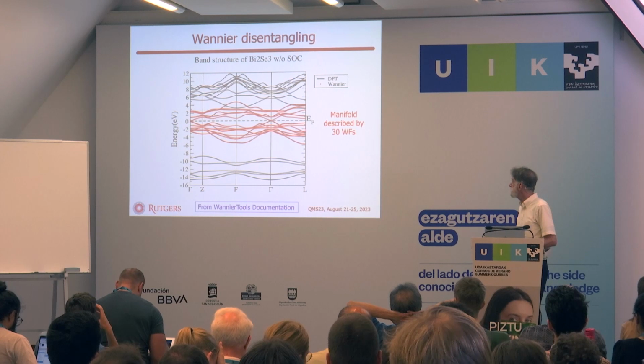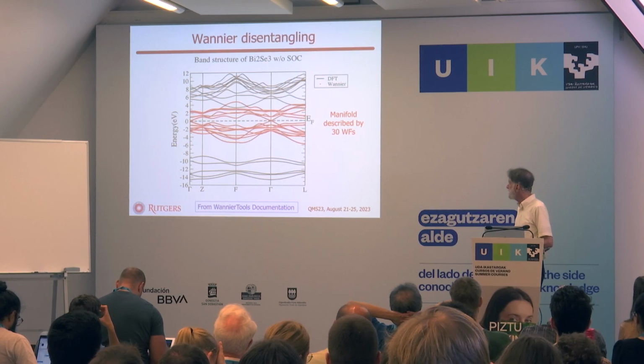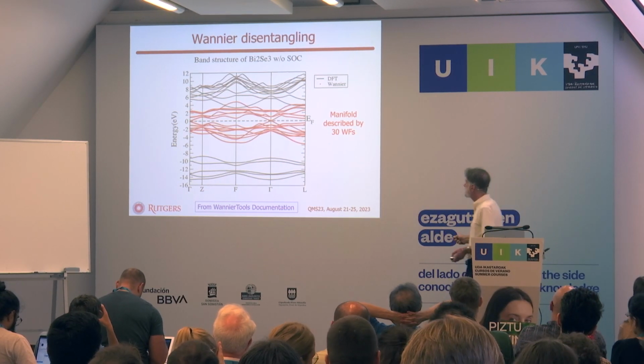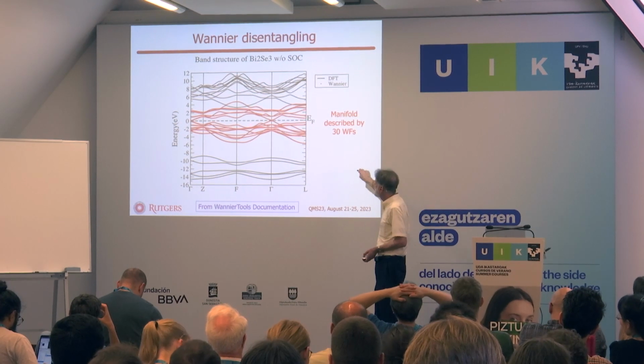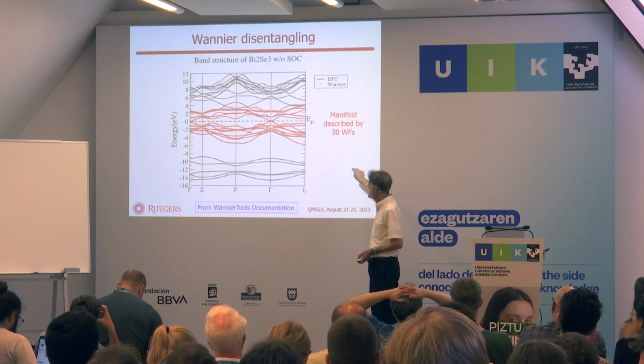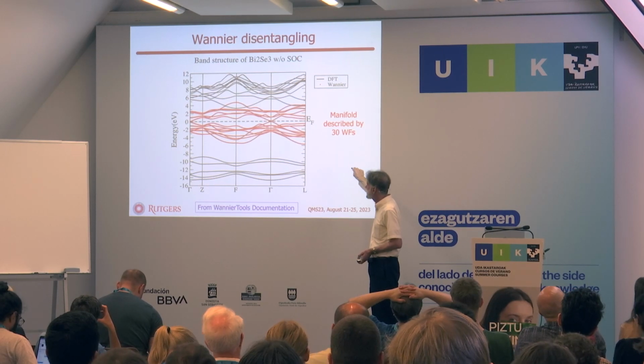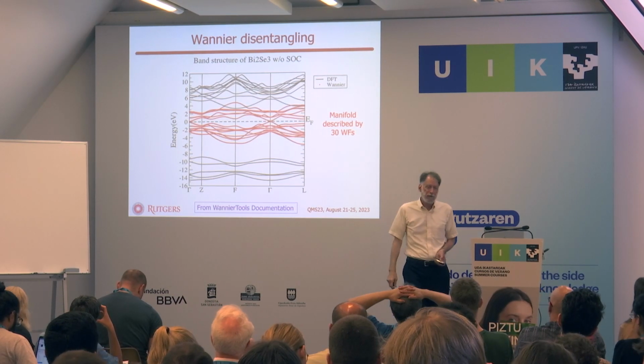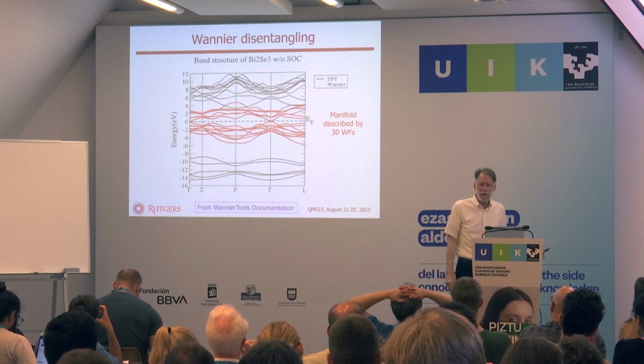And so if you do this for the case of bismuth selenide, you can get a very nice description, which are the red bands, which is the Wannier representation, which falls right on top of the first principles calculation, except in some regions that are far enough above the Fermi energy region that you don't care about it.